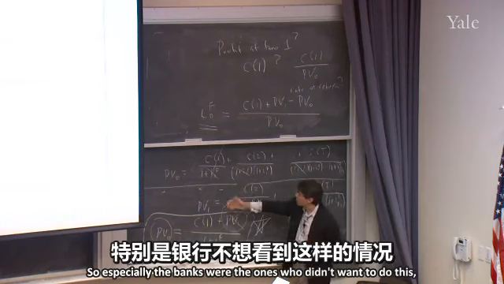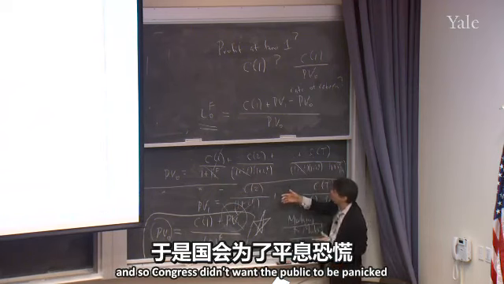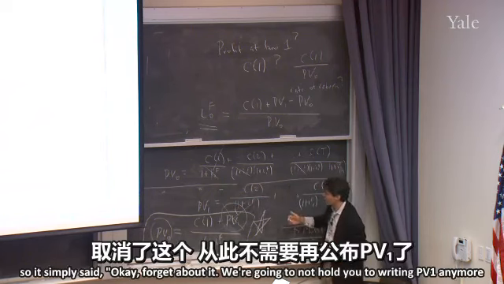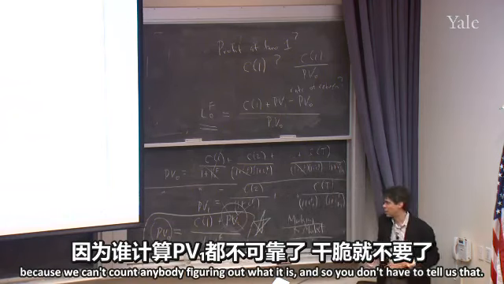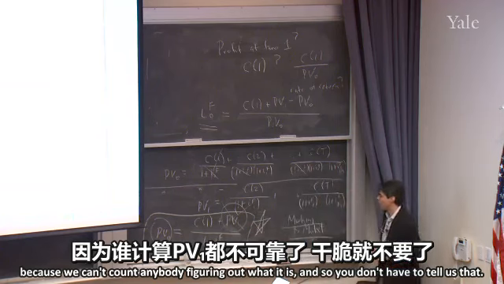So, especially the banks, who were the ones who didn't want to do this, and Congress didn't want the public to be panicked, so it simply said, okay, forget about it. We're not going to hold you to writing PV1 anymore because we can't count on anybody figuring out what it is, and so you don't have to tell us that.